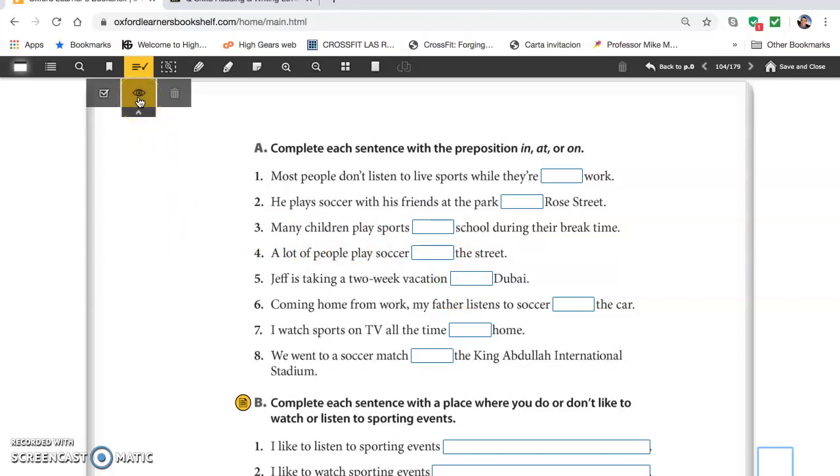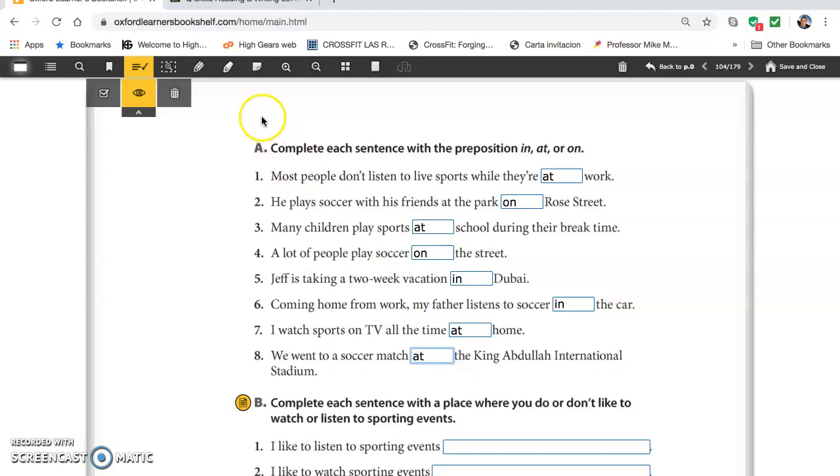Okay, let's take a look at the answers. It's at work, on Rose Street, because there's no number here. It's not 22 Rose Street. At school, on the street, in Dubai, in the car. Is this at or on or in? At home, at the King Abdullah International Stadium.